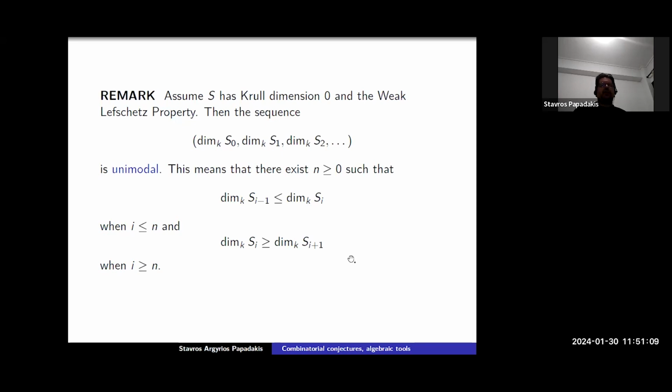This is also a desirable property, and many sequences in combinatorics have it, but there are some, like the f-vector of convex polytopes, that need not be unimodal. So there exist polytopes with non-unimodal f-vector.